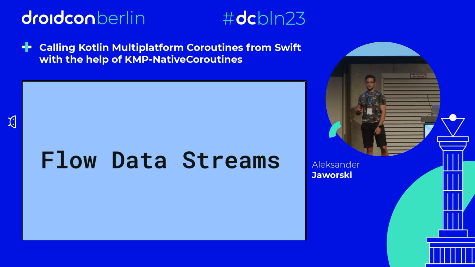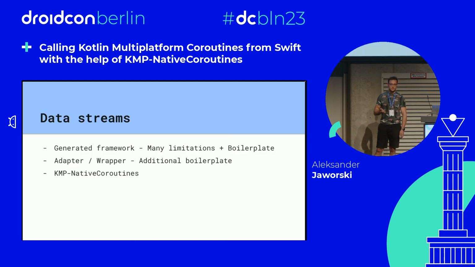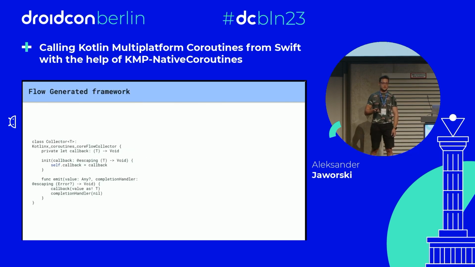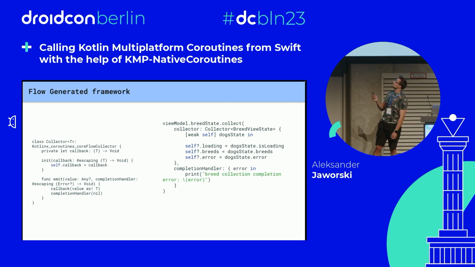And what about flow data streams? Because, yeah, cool, we can call suspend functions, but we also need to have a reactive UI, because that's the latest phase, right? So for flows, we'll go through the three ways, but I'll just glance over the first two because they have limitations and boilerplate, so they're not that interesting. To use flows in the original, official way, you have to implement a Kotlin interface in Swift, which isn't that nice. To call it, you use this. OK, it works, but it's not nice.